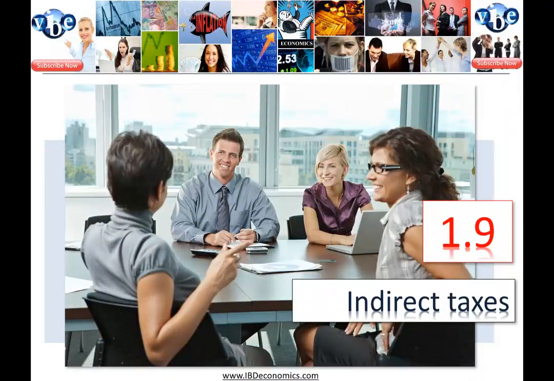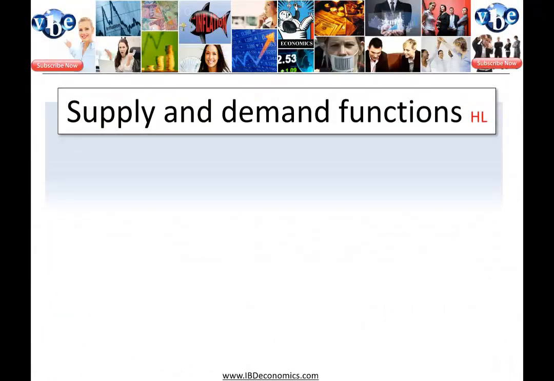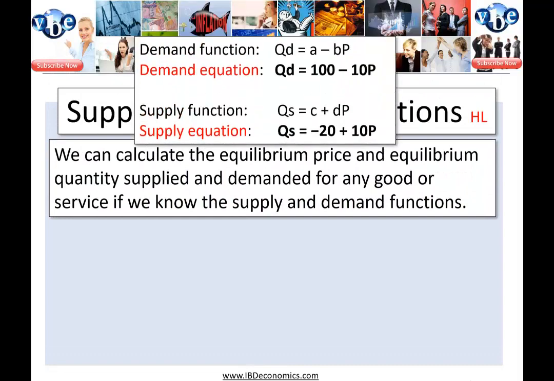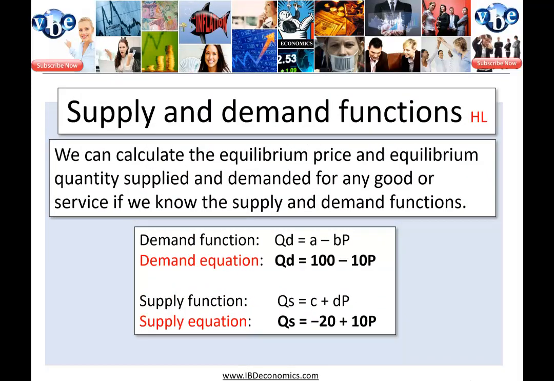Okay, welcome to today's topic. We are still on indirect taxes, but today specifically we're looking at the higher level component. So we're playing around with supply and demand functions today to see how a change in supply will affect equilibrium price and equilibrium quantity demanded and supplied. So we know we can calculate the equilibrium price and equilibrium quantity supplied and demanded for any good if we know their demand and supply functions.